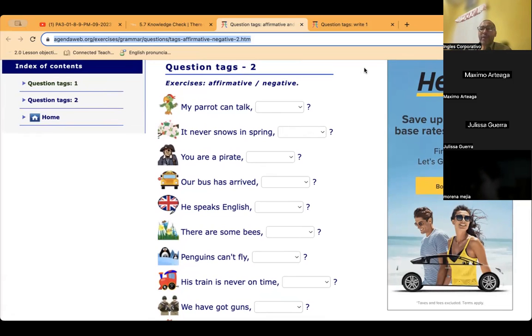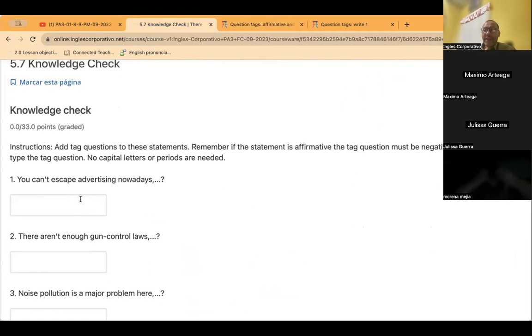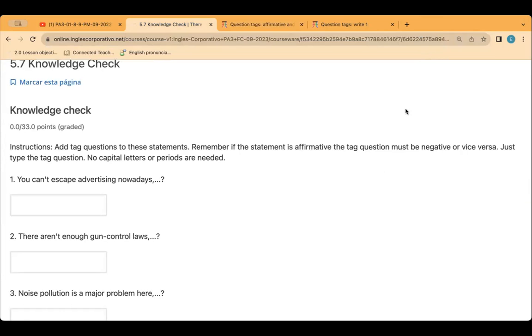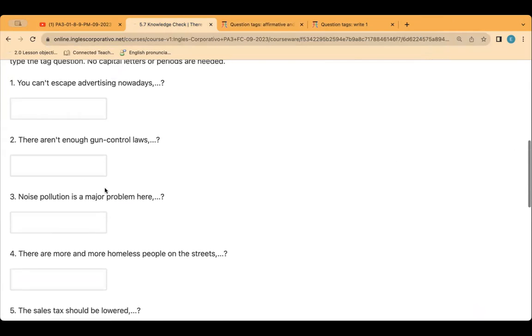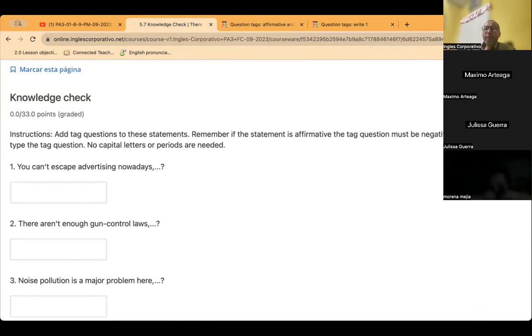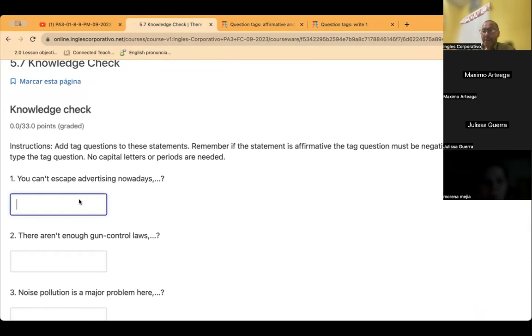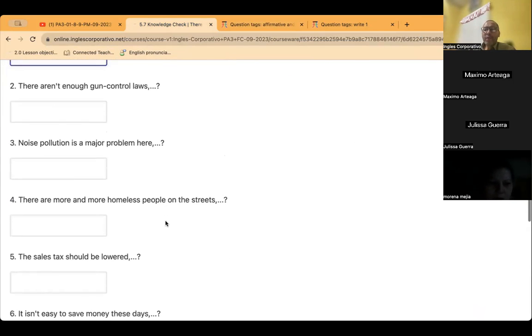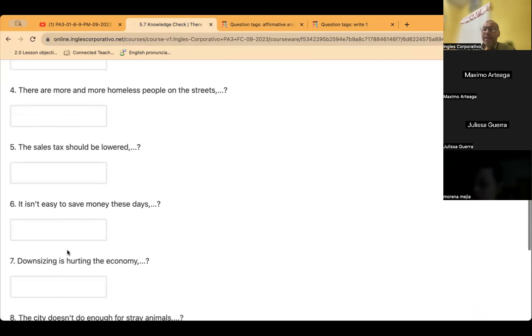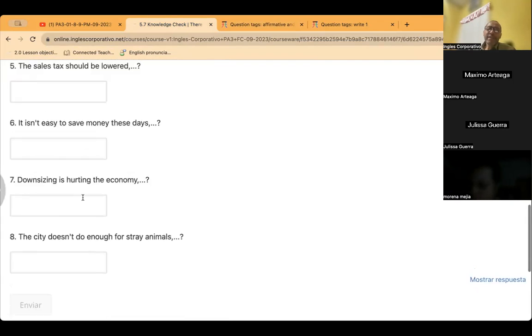Now we're getting much, much better. So now we can practice together here. Now we can practice the writing. We have the idea how to use it with multiple choice. Now here we're going to write down the correct answers. Let's try. Number one is the example together. Máximo, number two and three. Julissa, number four and five. And Morena, six and seven.